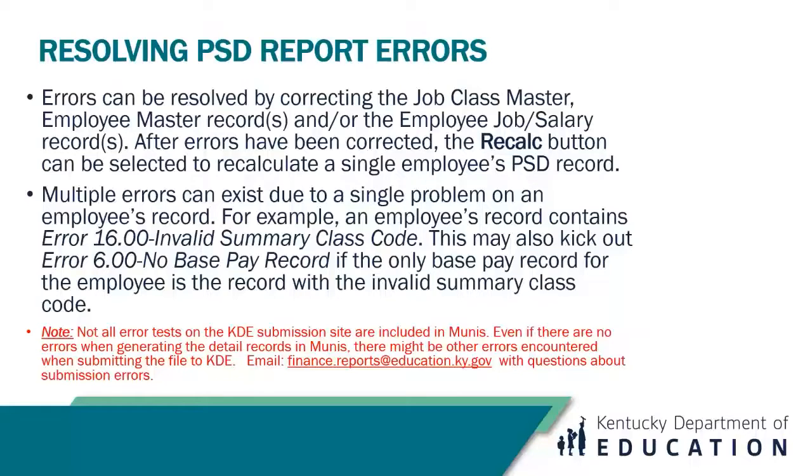So a note here is that all error tests on the KDE submission site are included in Munis. Even if there are no errors when generating the detail records in Munis, there might be other errors encountered when submitting the file to KDE, which is what we discussed earlier about your SEEK submission. Even though we get all of the Munis errors corrected, that doesn't mean that you won't get errors when you're submitting your file to KDE.